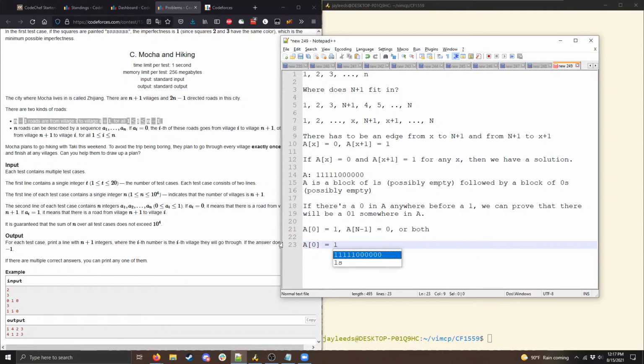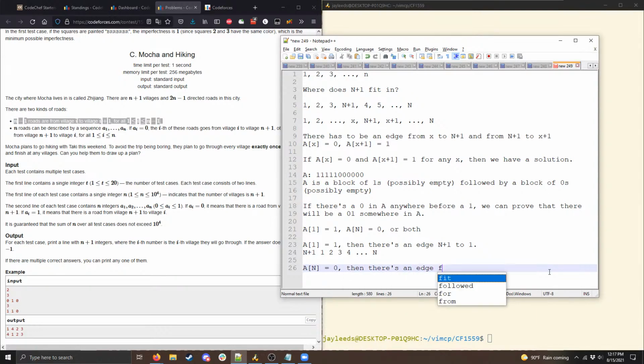First of all, if a of 0 is equal to 1, then there's an edge from n plus 1 to 0. I've been doing this 1-indexed, so let me do it like this. So there's an edge from n plus 1 to 1. And we already know we can get from 1 to n, so we can just do n plus 1, 1, 2, 3, up to n. So that handles this case. And if a of n is 0, then there's an edge from n to n plus 1, so we can do 1, 2, 3, 4, up to n, and n plus 1. And that handles all the cases.